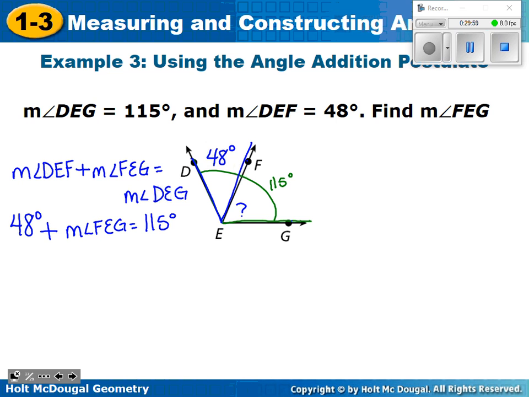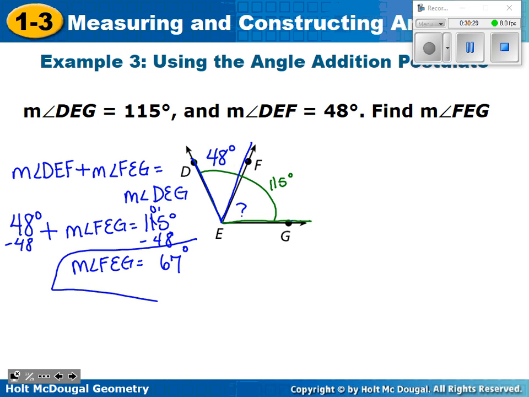Then you've got an algebra equation, and you can say, okay, I need to get FEG all by itself. So to do that, I'm going to subtract 48 from both sides. And what is the measure of angle FEG? I don't think it's 77. 67, okay? So we have to borrow from this to subtract. 15 minus 8 is 7, 10 minus 4 is 6.